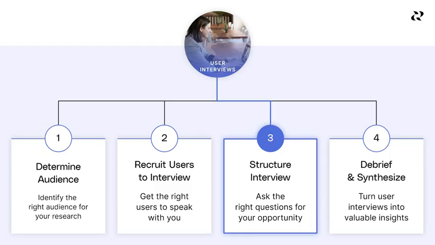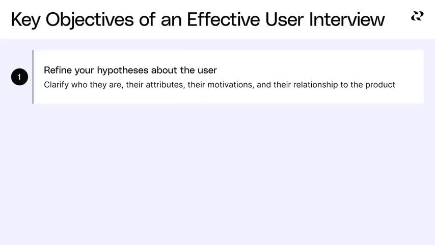After defining and recruiting the right interview audience, the next step is to structure and conduct user interviews in a way that ensures you'll get valuable information from each conversation. An effective user interview has three key objectives. The first is to refine your hypotheses about the user. This means clarifying who they are, what their profile attributes are, their motivations, and their relationship to the product.